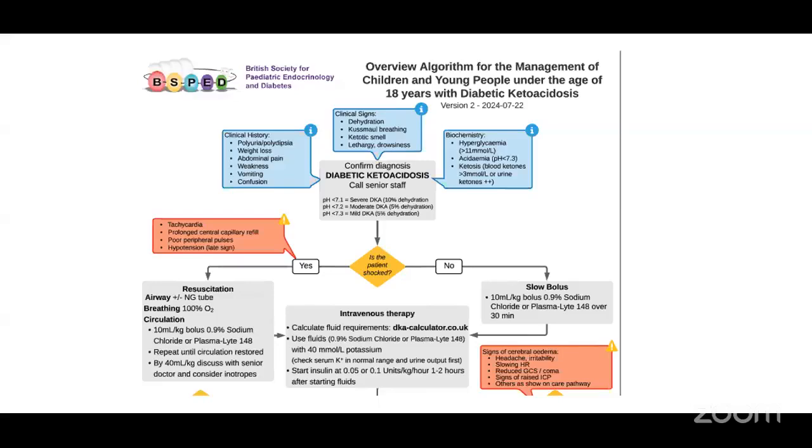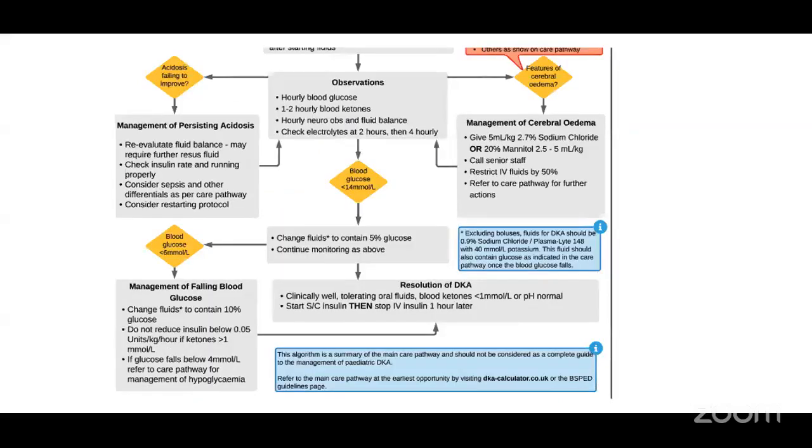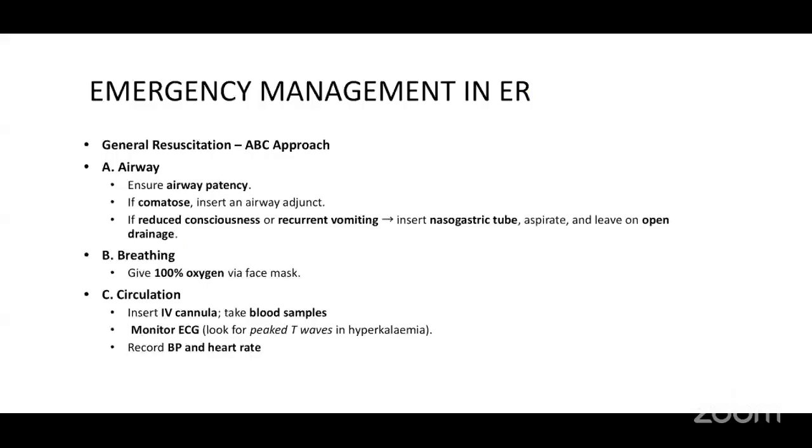Coming to emergency management in ER. Okay, this we have discussed already. So, for any patient in ER, the general resuscitation approach is the ABC pattern. First, we check the airway, ensure that the airway is patent. If the child is very drowsy, not arousing, not responding to stimulus, or GCS is low, then we insert an airway adjunct. If there is reduced consciousness or recurrent vomiting, then we can even consider an NG tube, aspirate, or drain.